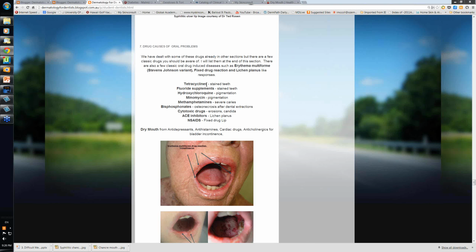Hydroxychloroquine is a drug that's used in the treatment of lupus, but it can cause a pigmentation in the mouth. Minomycin can cause pigmentation in the mouth as well, but minomycin is a tetracycline antibiotic, and it's typically given in relatively low dosage for acne, but it used to be given in much higher doses for cystic acne. The other type where you see the pigmentation is patients who have rosacea, because rosacea tends to be a very chronic disorder, and so they tend to be taking the minomycin for a long time.